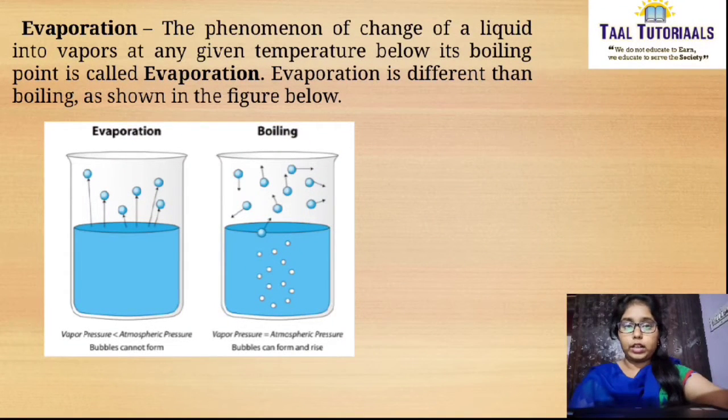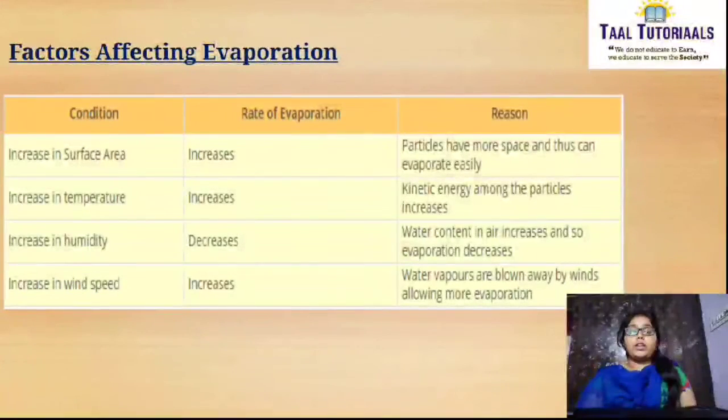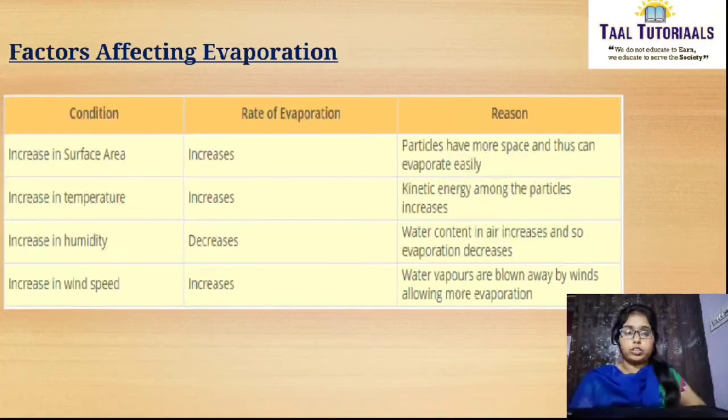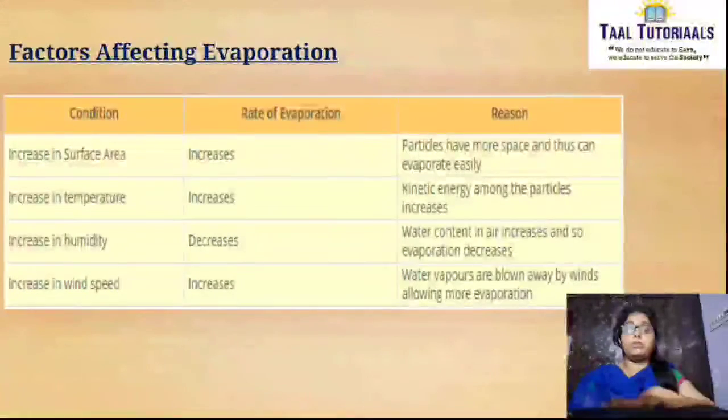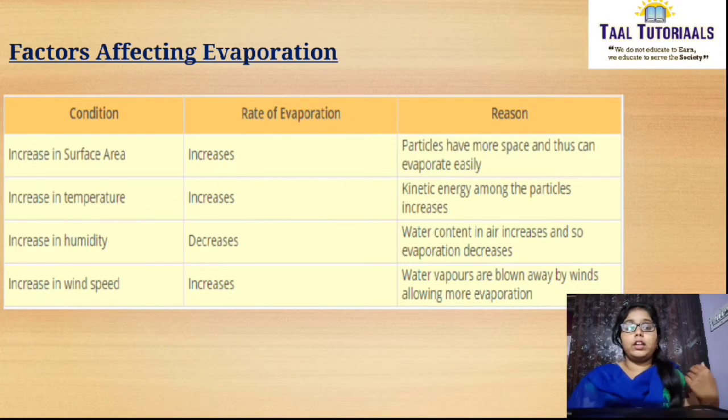Okay. Next, factors affecting evaporation. What are the factors that affect evaporation? First, increase in surface area. If the surface area is more, the rate of evaporation also increases. This is directly proportional. Increase in surface area increases evaporation. What is the reason? Because of this, particles have more space. If you increase the surface area, there will be more space and thus evaporation occurs easily. Okay, this is about surface area.